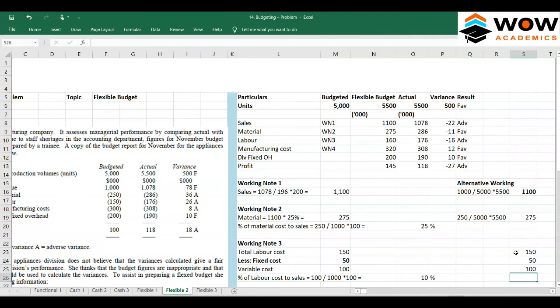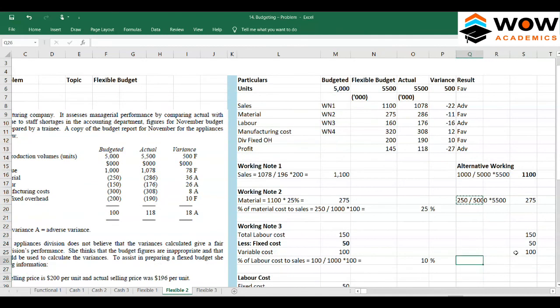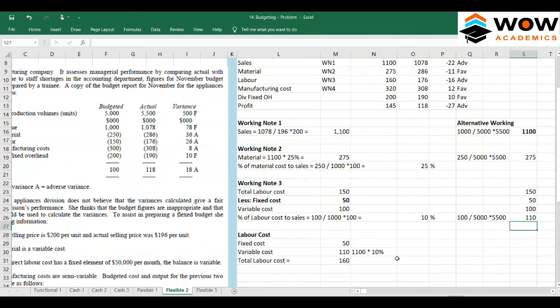So this is for 5,000 units. Then what has to be for 5,500 units? We have to find out. It should be 110. So 110, okay, plus the 50, we will get the 160. So I think that's how we found it. So 50 plus 110 will give you 160.